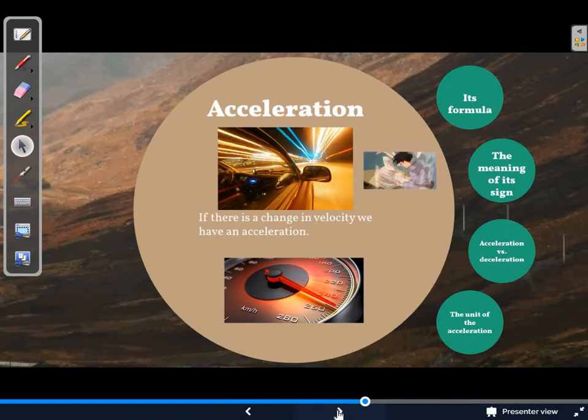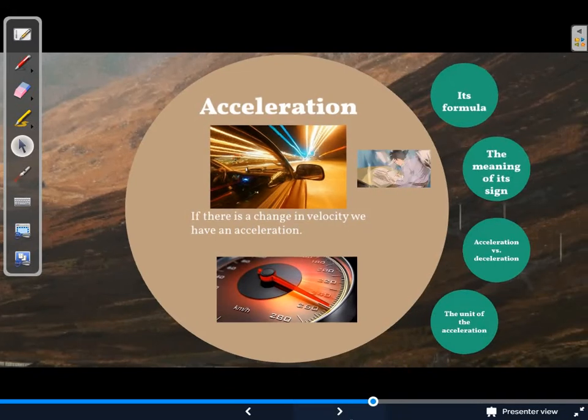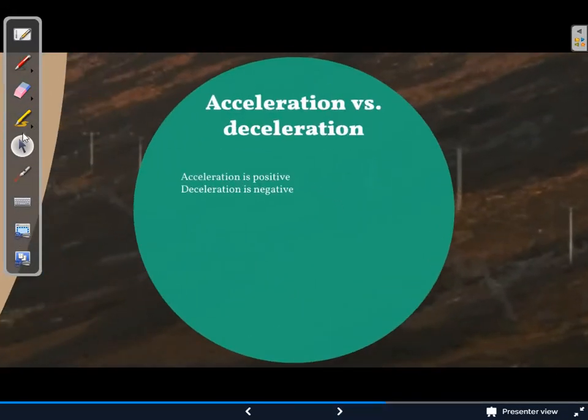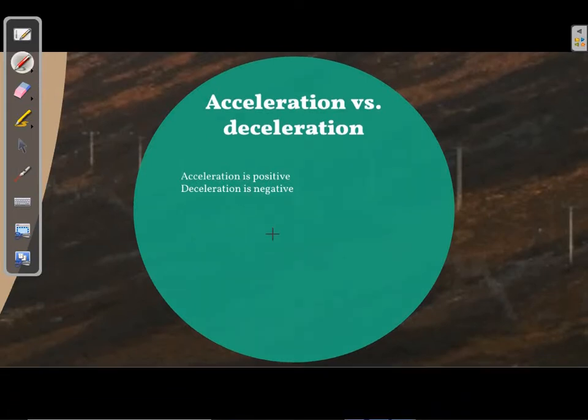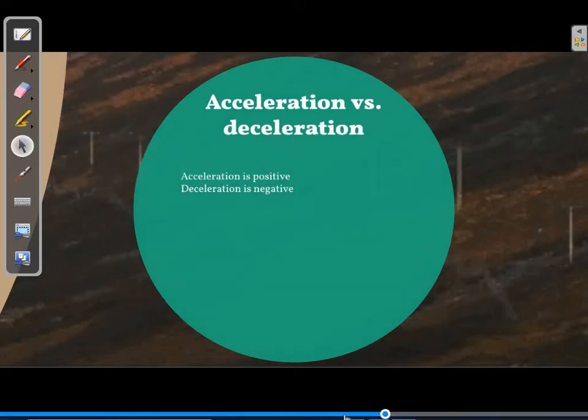Now, in some exercises you will see terms like acceleration and deceleration. What do they mean? Well, if they give you an acceleration, you will work with that number as positive. For instance, if they give you an acceleration of 3 meters per square seconds in the exercise, you will use a positive number. But if they say that deceleration is 3 meters per square seconds, when you solve that exercise, you will place a negative here because deceleration is negative. Don't forget that. Keep that in mind. Okay.